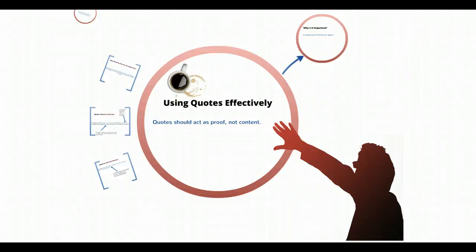Alright, something that I noticed that we all could work on is using quotes effectively. Remember, we know that we need to have quotes as evidence, we need to have proof that our ideas are legitimate, and we want them to be fluid. We want them to go well with the rest of our writing. Something I want you to remember is that quotes should act as proof, not content. The majority of the content of your essay should be your own ideas. The quotes just support them.